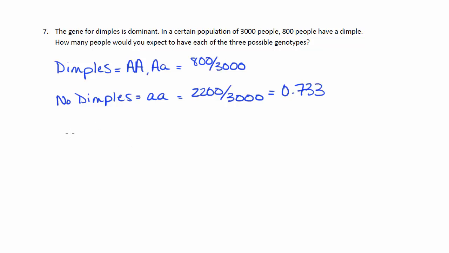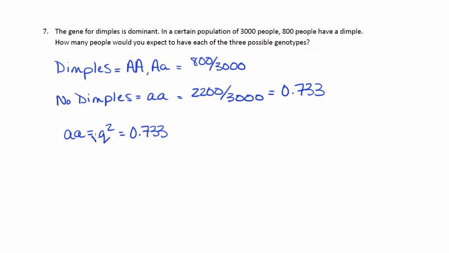Remember that the little a frequency is Q squared, and we just figured out that the frequency of no dimples is 0.733. Again, we're making the assumption, in calculating these allele frequencies, that the population is in Hardy-Weinberg equilibrium, but we don't necessarily know that.